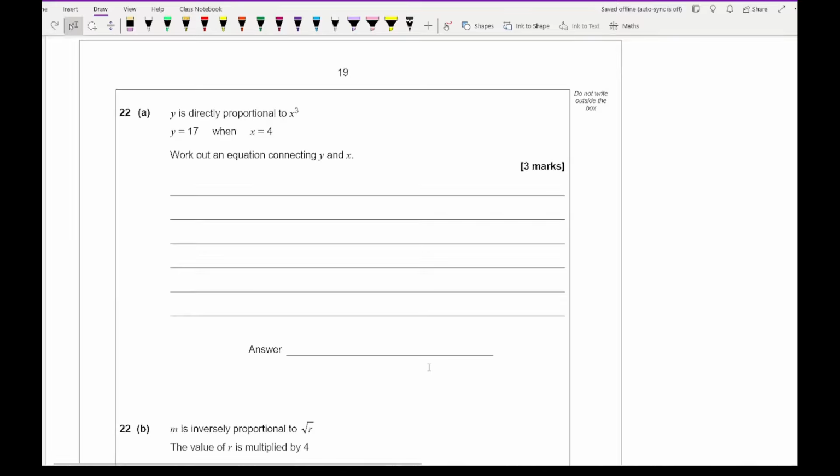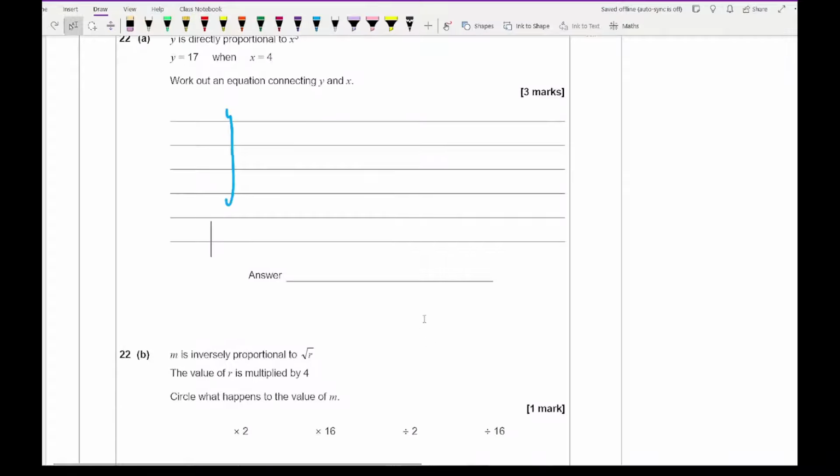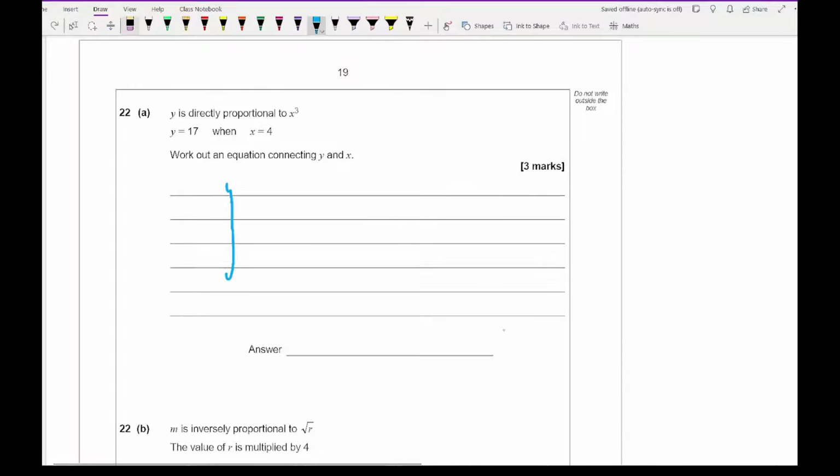Then looking at question 22a, it says y is directly proportional to x cubed. When y is 17, x equals 4. Work out the equation connecting y to x. So the first thing I want to do is not do that. So let's just get rid of that.